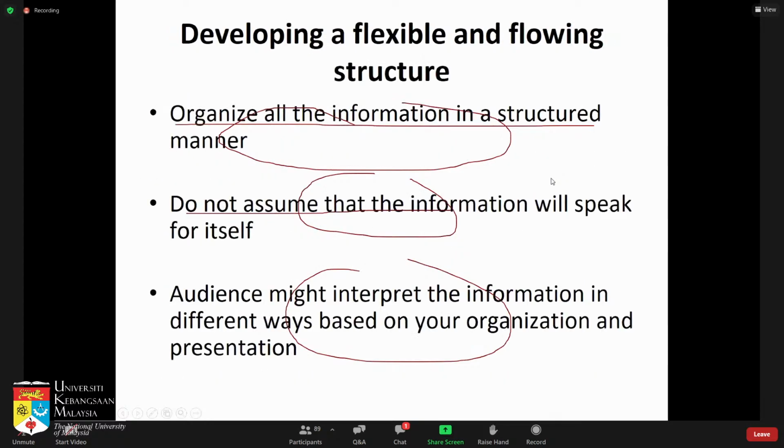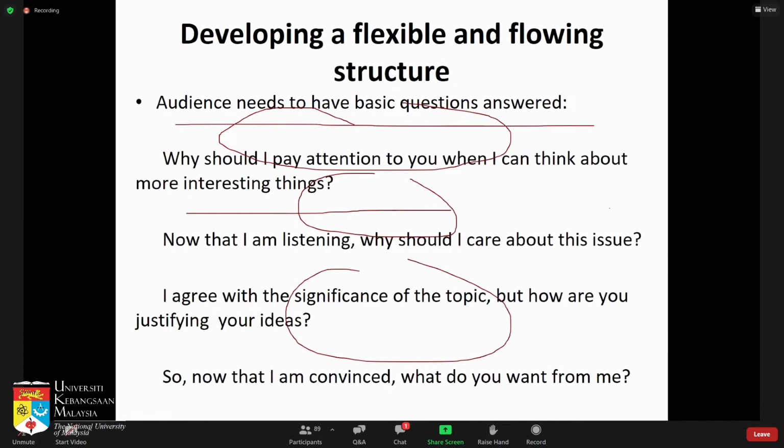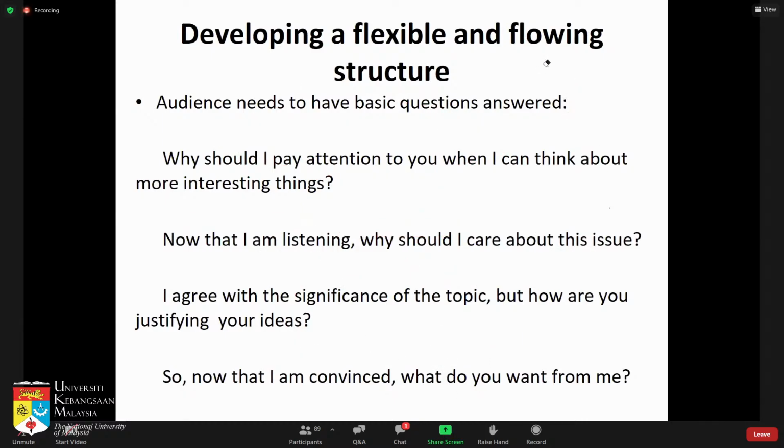Okay. So when you have developed the flowing structure, the audience needs to have basic questions answered. Let me just erase this first. So the audience needs to have basic questions answered. If I'm the audience listening to someone: why should I pay attention to you? What do I need to know? What are the interesting data? Why should I care about these issues? How does the speaker justify the ideas, and are they misleading? Now at the end, am I convinced? What do I do next? Or is this a good session, and should I follow the speaker to the next presentation? I think this is very, very important.